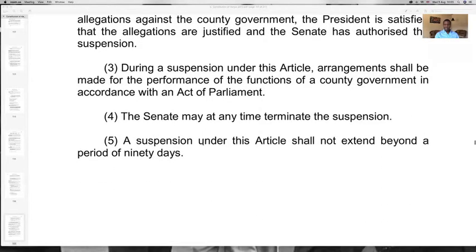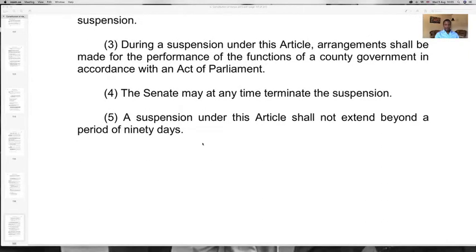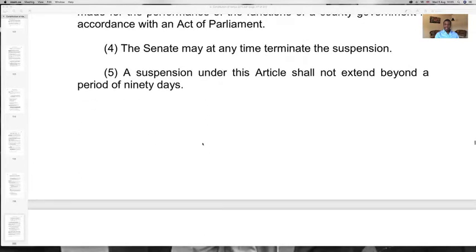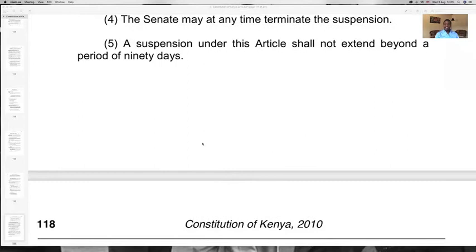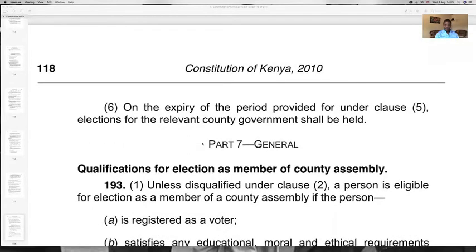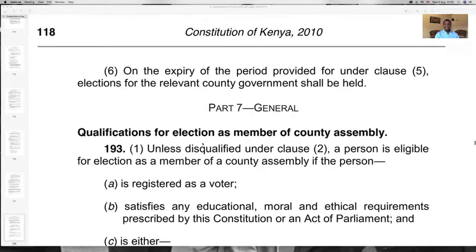During the suspension, arrangements shall be made for the performance of the functions of that county government, and the Senate may at any time terminate that suspension, and a suspension shall not extend beyond a period of 90 days. On the expiry of the period provided for the suspension, elections for the relevant county government shall be held.